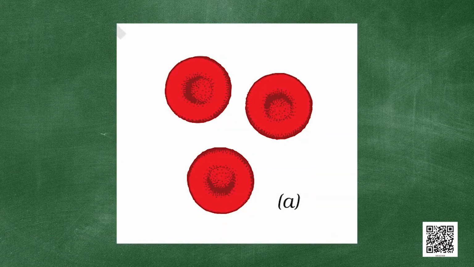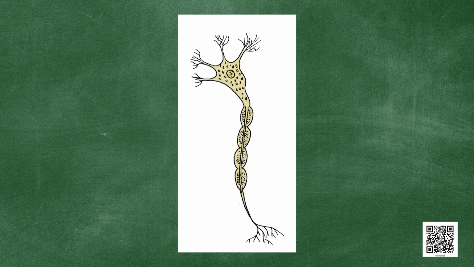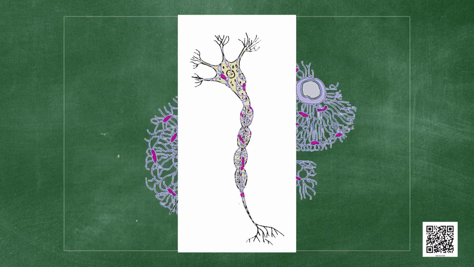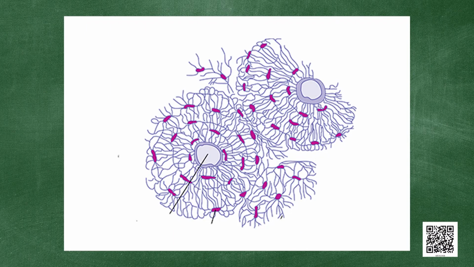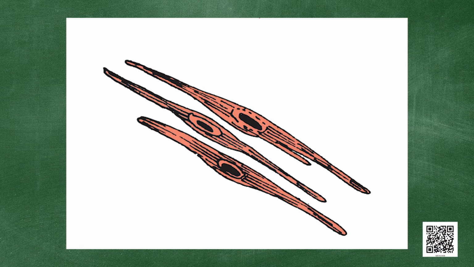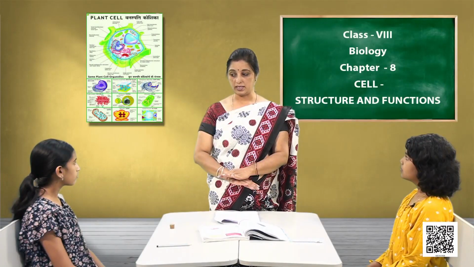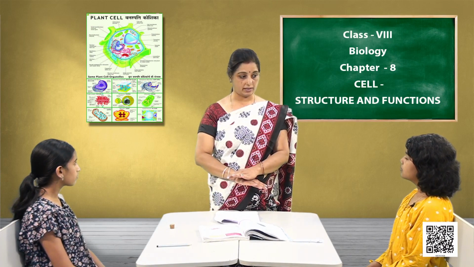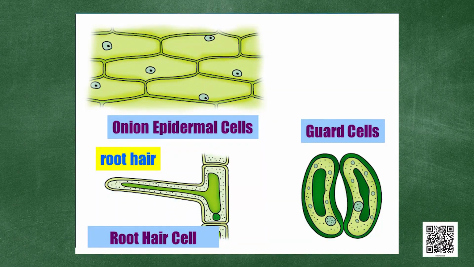So this is a blood cell, this is a nerve cell, this is a bone cell, this is a muscle cell. So can you see all these are coming in a different pattern. These are plant cells. Can you see it's coming in a different pattern.